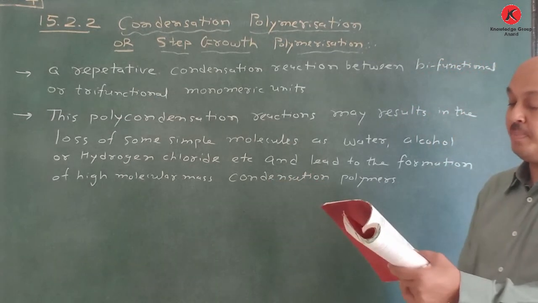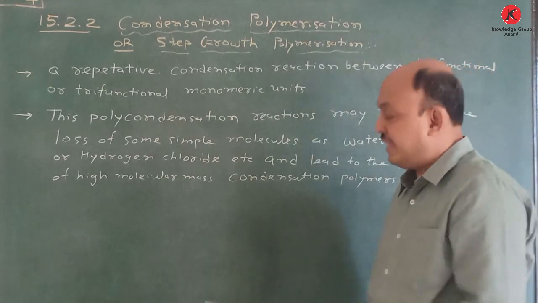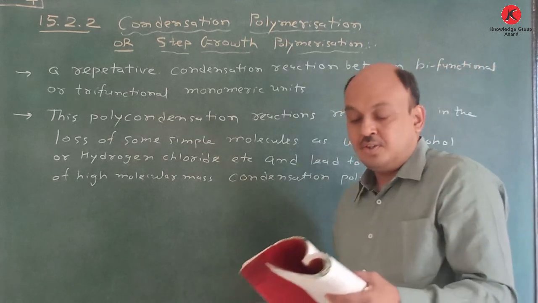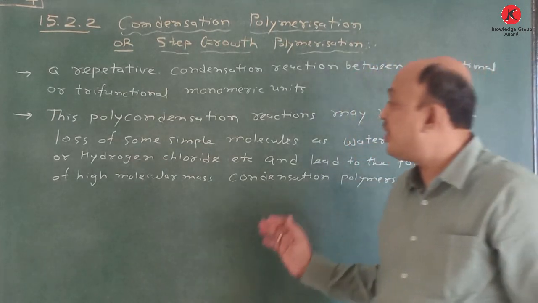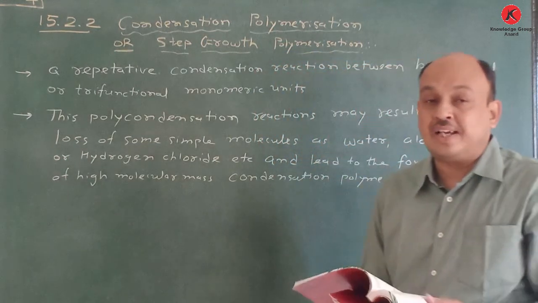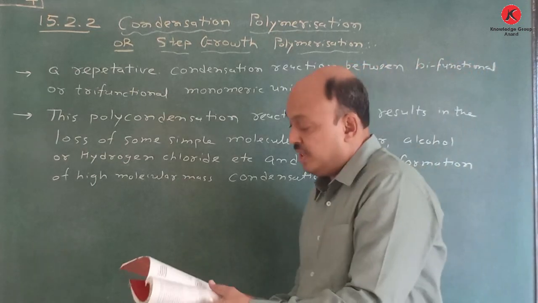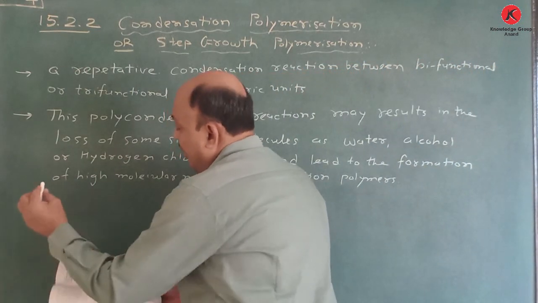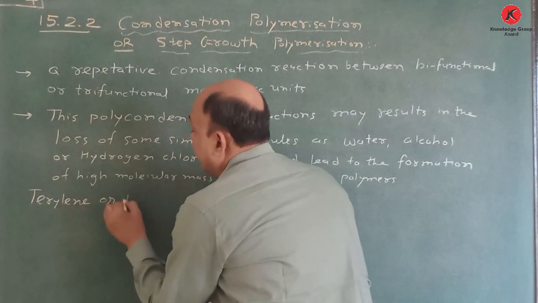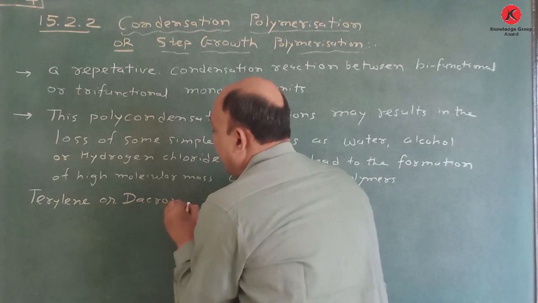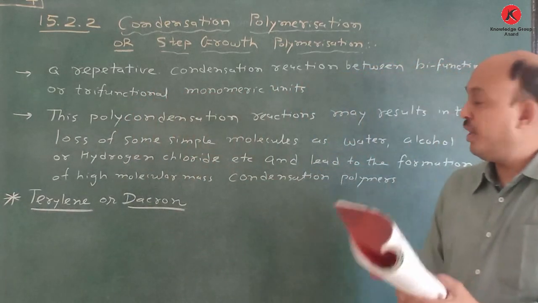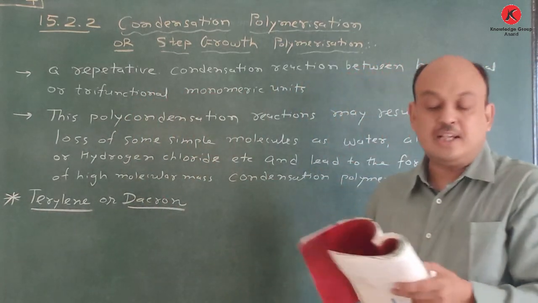So here one example is written in your textbook, and that is the preparation of terylene or dacron. So here we learn this preparation of terylene, or dacron, and this example is very important. So this is the first question: write a note on terylene or dacron. This topic is very important for the board examination. So here we have to write the preparation.